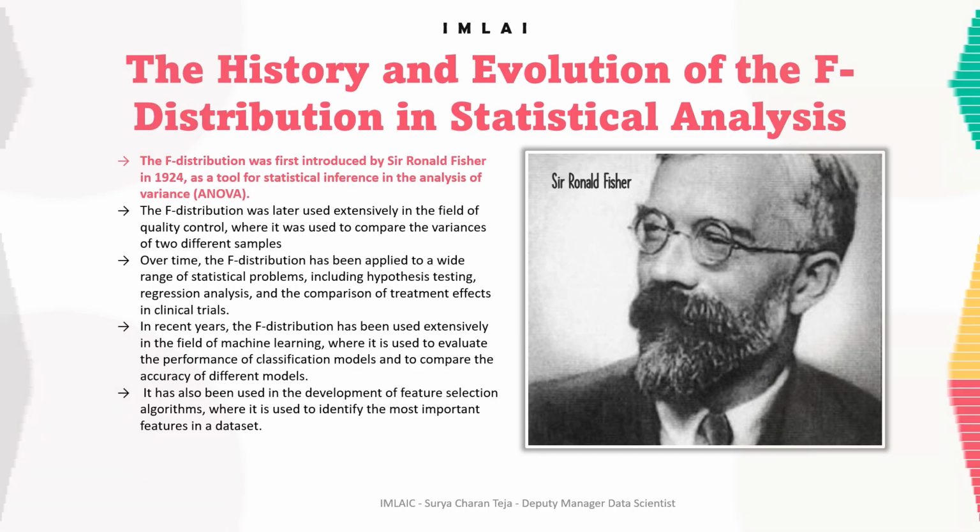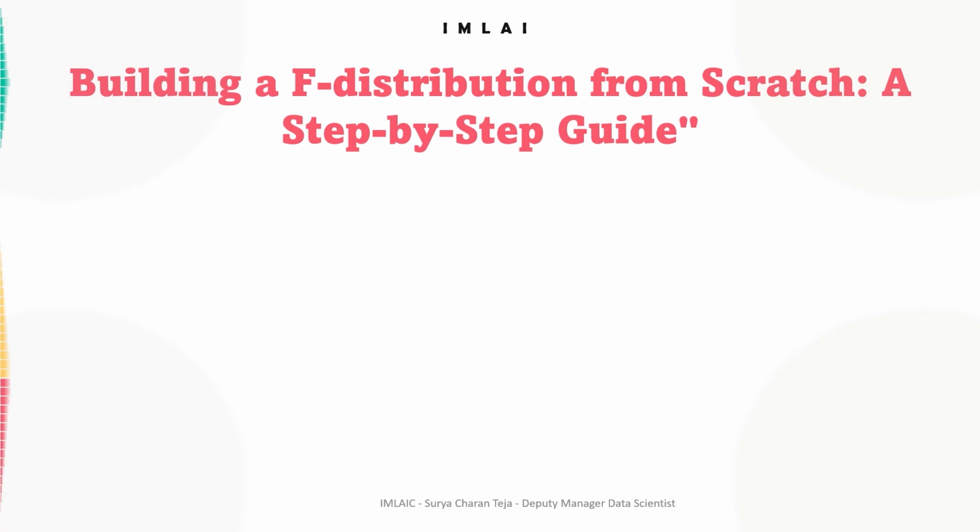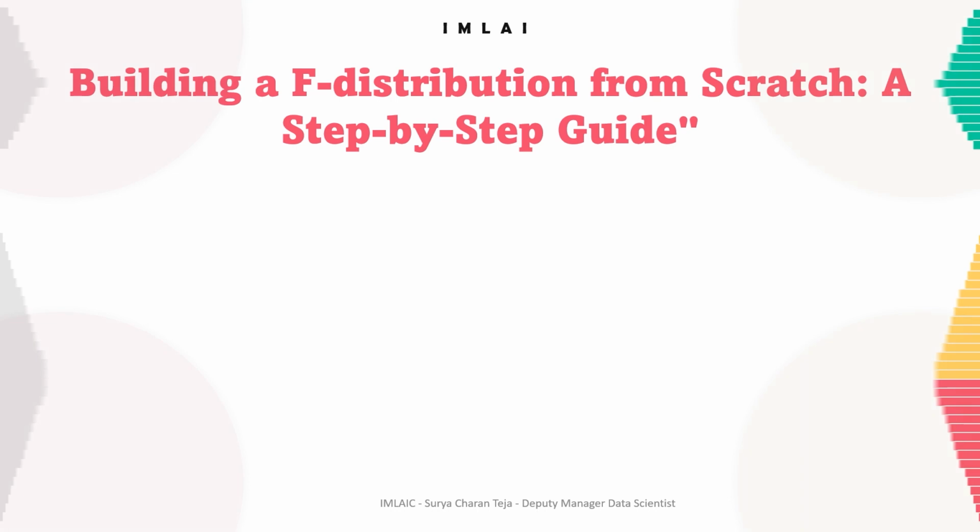So as we are in the evolution of the F distribution in statistical analysis, now it's time to build the F distribution from scratch. This is a step-by-step guide. Suppose we want to build an F distribution based on the ratio of two chi-squared distributions for two different samples of heights of two different groups, group A and group B. This is the example we are taking.